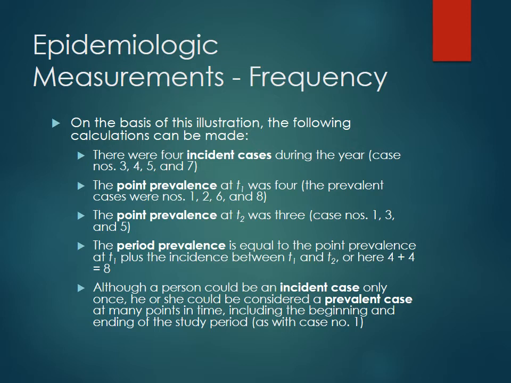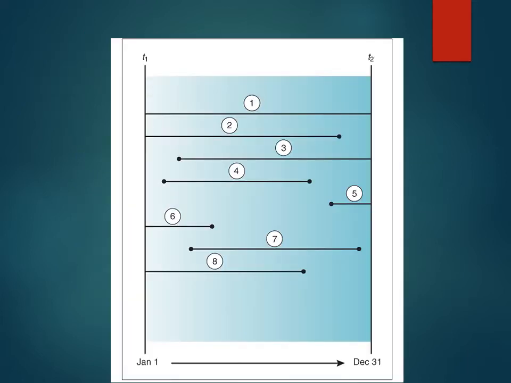So even though a person can be an incident case only once, they can be considered a prevalent case at many points in time. I'll show you what that looks like in just a minute. Okay, so if we're going to do the period prevalence, we have to specify our 2 time points. In this case, we're going to be using T1 and T2. This is our first initial time point, and this will be the end time point for us, just for ease of use.